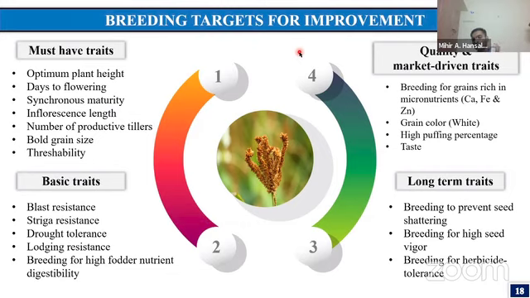While long-term traits include breeding to prevent seed scattering, high seed vigor, herbicide tolerance, and quality and market-driven traits include breeding for grains rich in micronutrients, white grain color, which is high in puffing percentage, and taste.